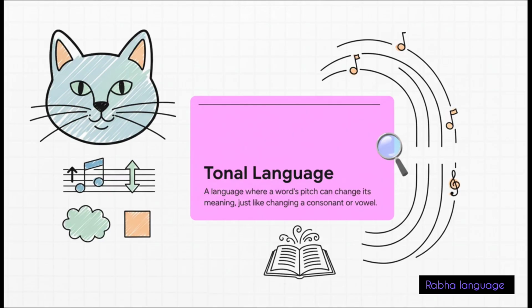Let's break it down. Think about it like this. In English, if I say the word cat, it doesn't matter if I say it in a high-pitched voice or a really low voice, it still means a cat. But in a tonal language, changing the pitch, kind of like singing a different musical note, can turn it into a completely different word with a totally different meaning.